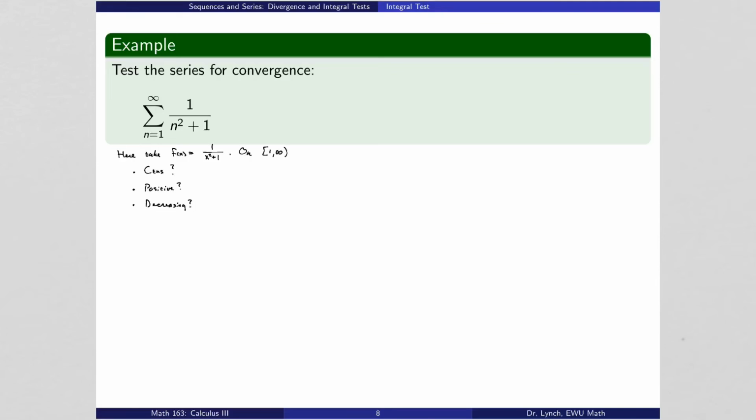So we set f of x to be 1 over x squared plus 1, and then on the interval from 1 to infinity, we ask ourselves, is it continuous? Yes. Is it positive? Yes. And is it decreasing? It is decreasing too, and again, you can check that just with the derivative. So there's the derivative, which is negative on 1 to infinity. The integral test applies, and we know something about the improper integral of this function.